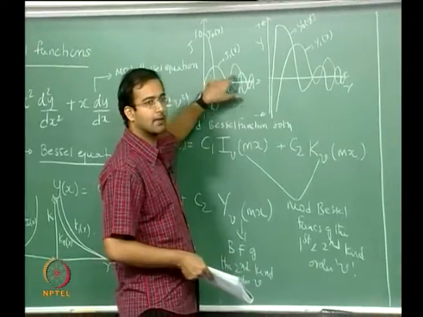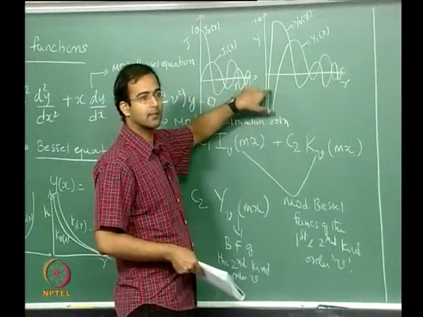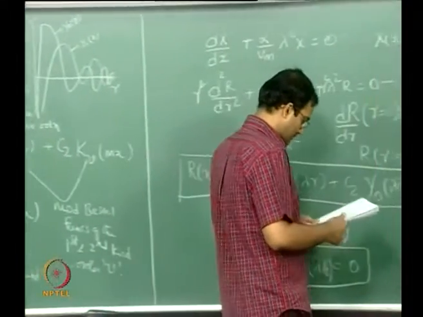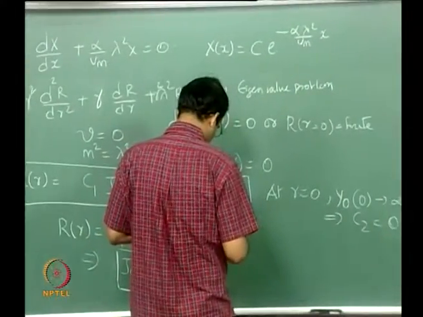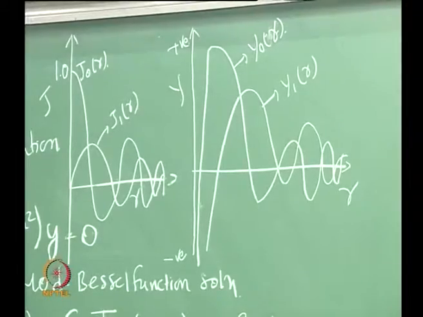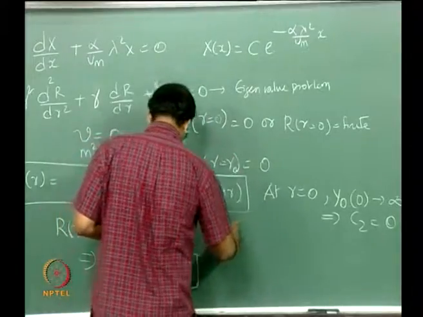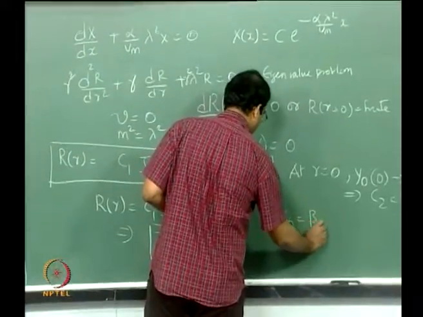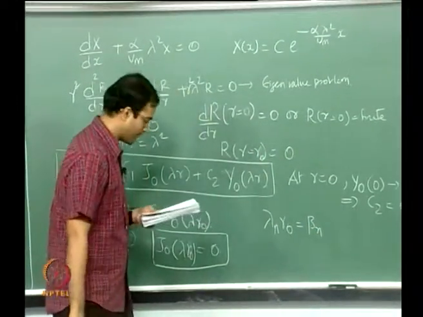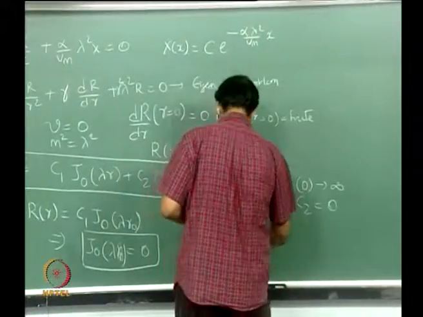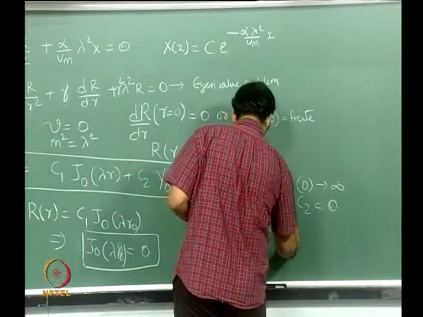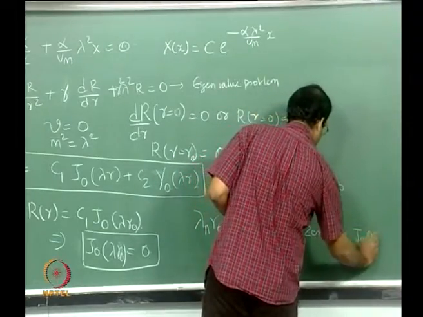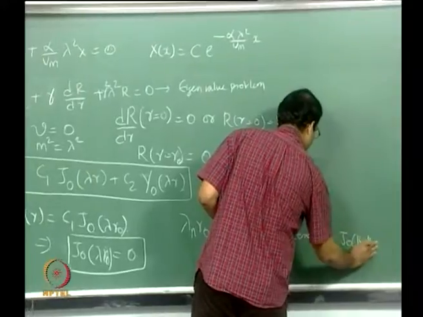So you can see there are several values, right? There are several places where J becomes 0. So this has now multiple solutions. Okay, so I will just give you the first few roots where J becomes 0. So let me call lambda n r naught as some factor beta n. So these are the zeros of J naught beta n equal to zero.